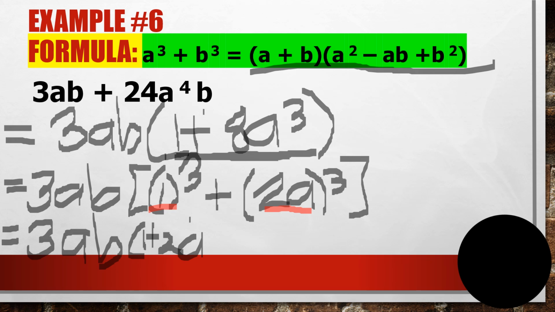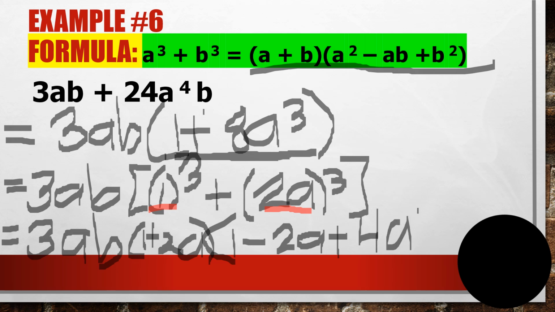2a, close it, and then open parenthesis, a squared. 1 times 1, we have 1, minus a times b. So 1 times 2a is 2a plus b squared. Our b is 2a. If we square it, it becomes 4a squared. Close it, and this is now our final answer.